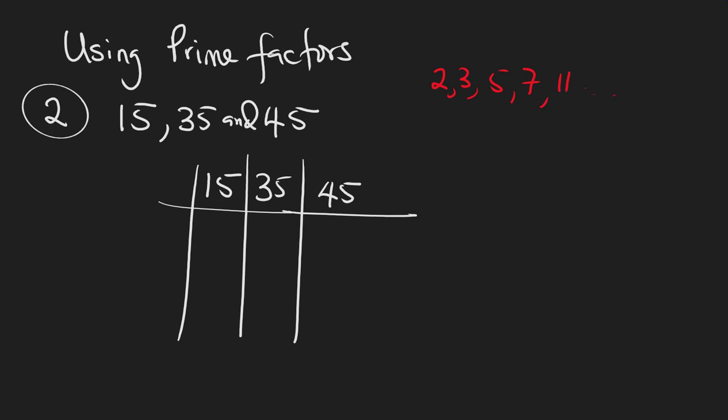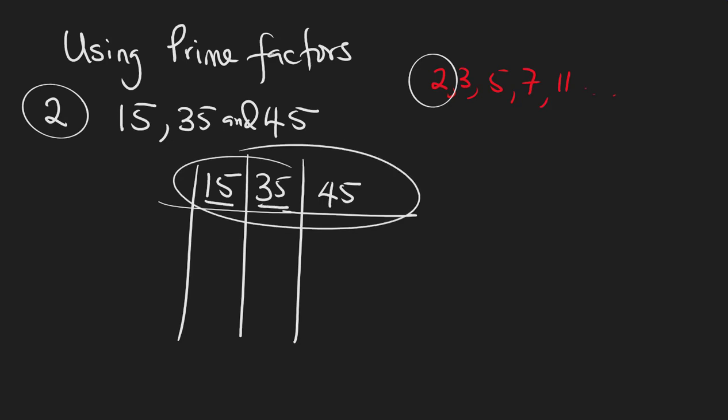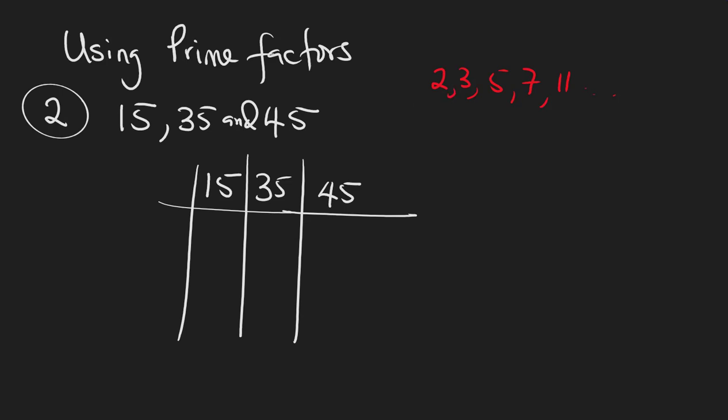Is there a number that 2 can divide among these ones? Of course, 2 cannot divide 15, 2 cannot divide 35, and 2 cannot divide 45. Remember that any number that ends with 0, 2, 4, 6, 8, 2 can divide. Unfortunately, there is no number that ends with 0, 2, 4, 6, 8 here. So 2 cannot go. We skip that one and go to the next number, which is 3.